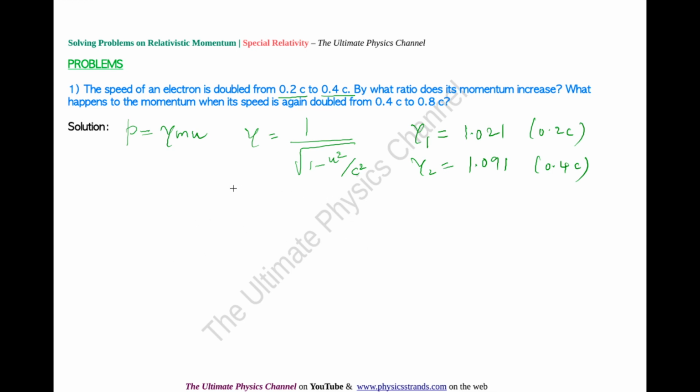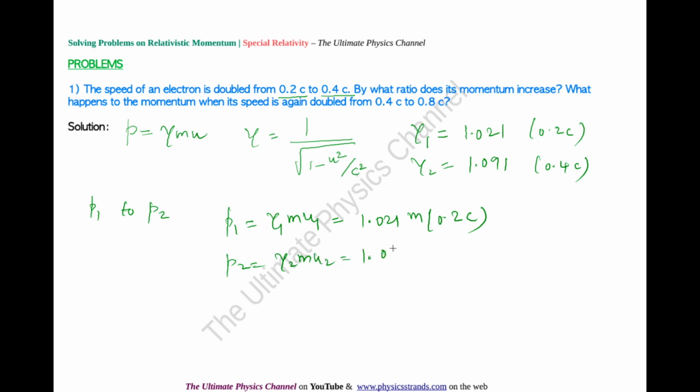Now the momentum changes accordingly. So momentum goes from P1 to P2 when gamma changes from gamma 1 to gamma 2, or the velocity u changes from 0.2c to 0.4c. So if you calculate momentum P1, that is gamma 1 times m u1, that is 1.021, whatever be the mass, multiplied by 0.2c. Similarly, P2 is gamma 2 m u2, and that goes from 1.091 m times 0.4c here.